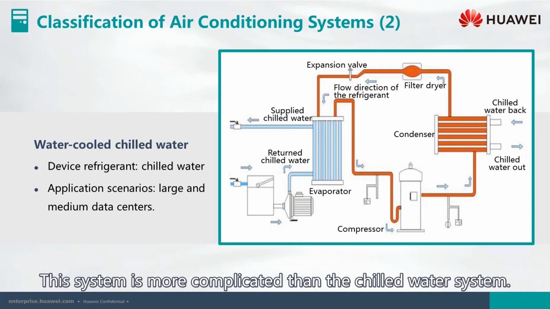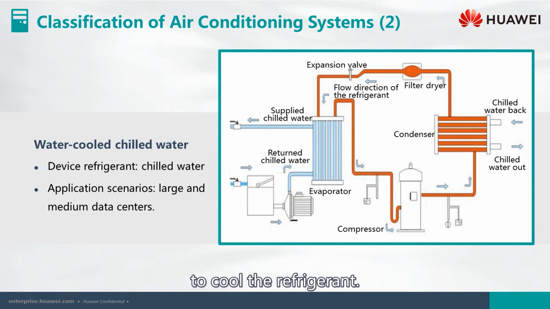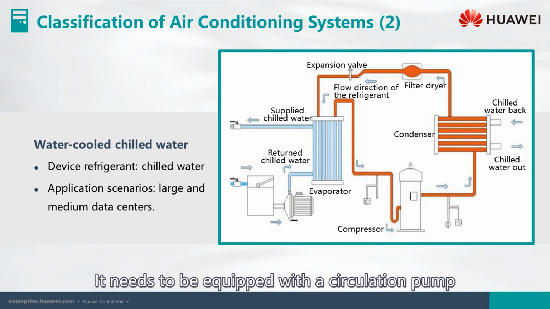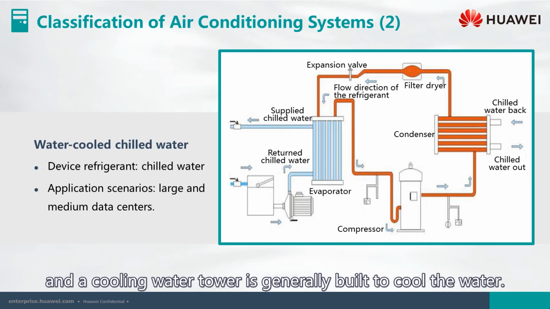This system is more complicated than the chilled water system. A special water system is added to the refrigerant cooling section to cool the refrigerant. It needs to be equipped with a circulation pump on both the chilled water side and the cooling water side. And a cooling water tower is generally built to cool the water.